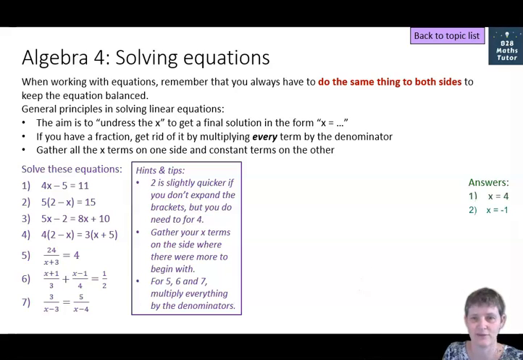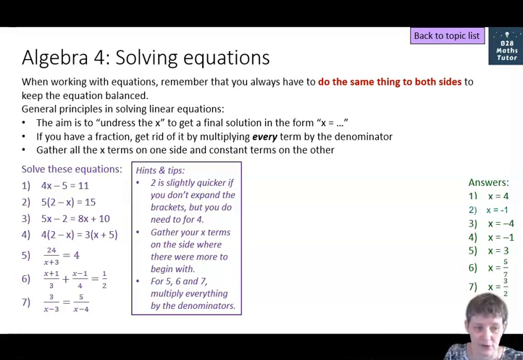So number 1, x is 4. Number 2, x is negative 1. Number 3, x is negative 4. Number 4, x is negative 1. Number 5, x is 3. Number 6, x is 5/7. And number 7, x is 3/2. Okay, so let's have a look at the solutions to each of those.